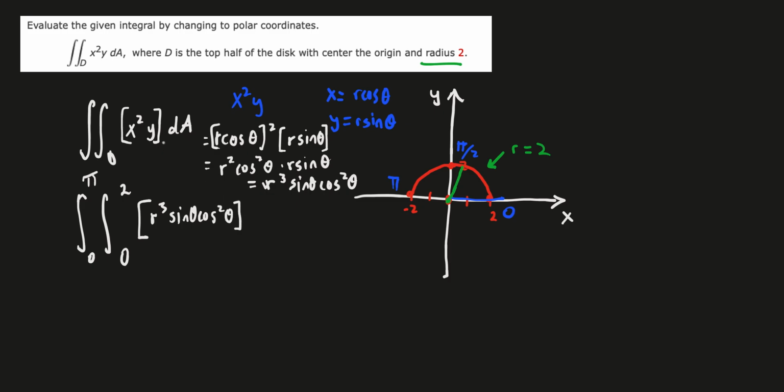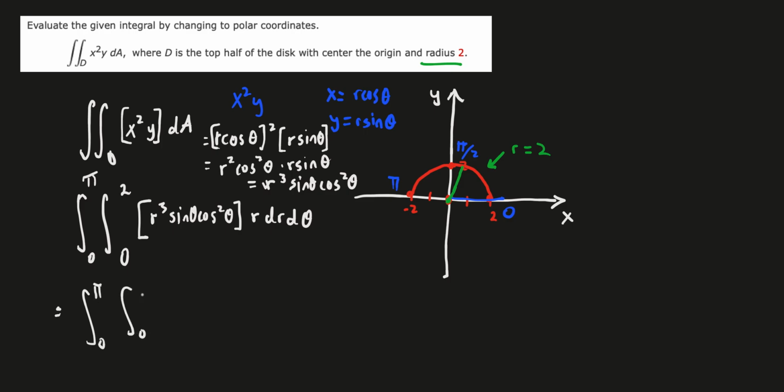But that's not it, because dA is r dr d theta. So r dr d theta. And remember, theta has to go at the end because that's the outer integral. Remember to add that r, though. It's very important. Now we can go ahead and simplify our integrand.